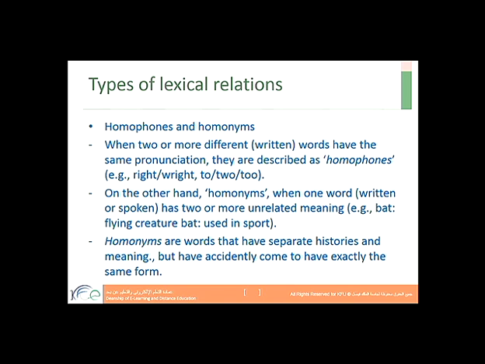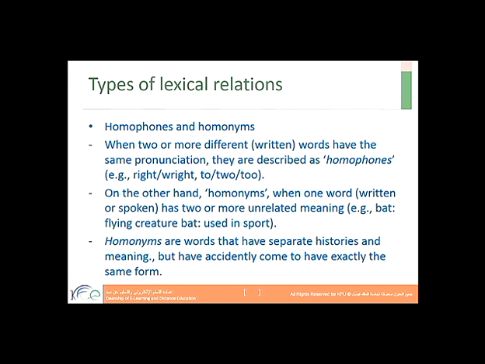So homophones refer to those words which have different meanings, which might also be written differently, but they share the element of pronunciation. They have the same pronunciation, as in these examples: right and write, two, to, and too. These words have very similar pronunciation, but they have different meanings. So these ones are called homophones.